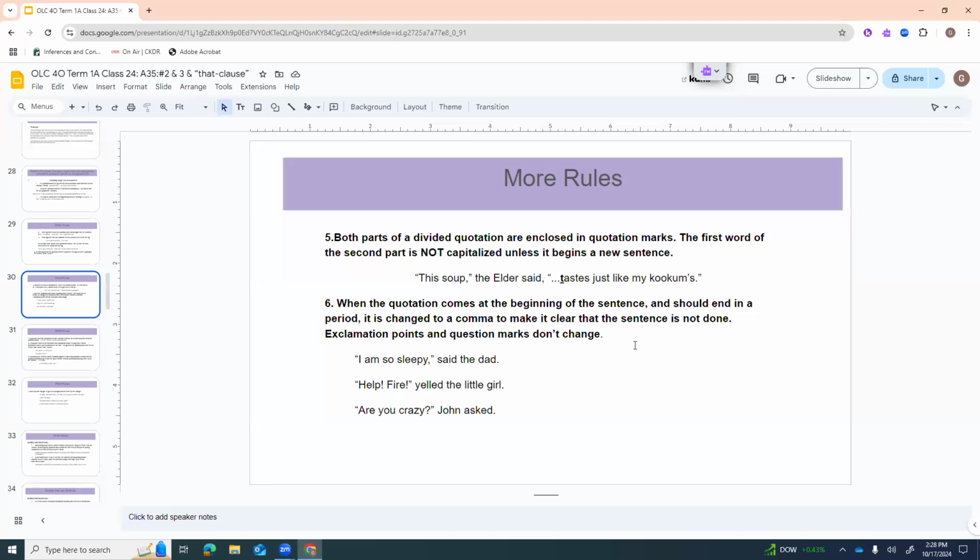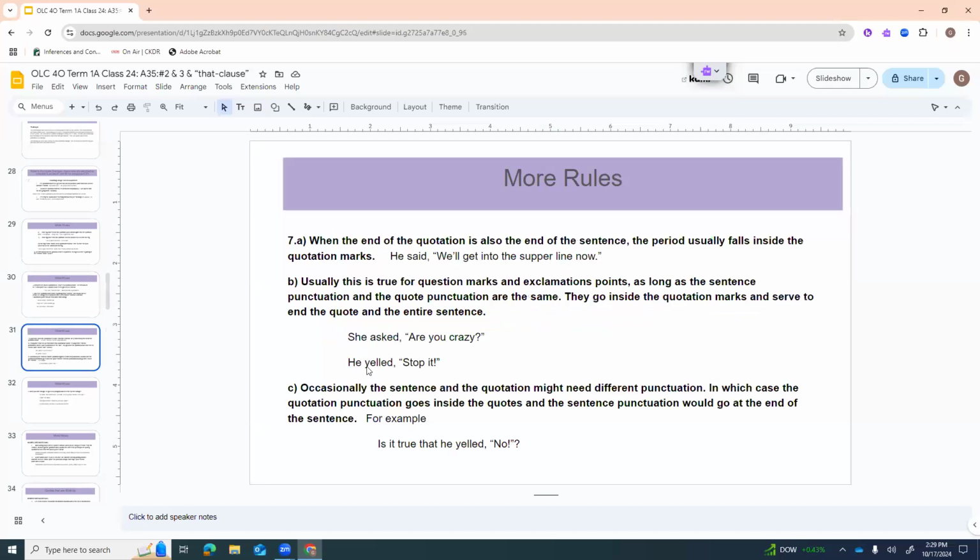Number 6, when the quotation comes at the beginning of the sentence and should end in a period, we change it to a comma to make it clear the sentence isn't done. But exclamation points and question marks don't change. So here are some examples. I am so sleepy, comma, said the dad. Help, fire, exclamation point, yelled the little girl. Are you crazy, question mark, John asked. Okay, so we only use the comma to replace the period, not for everything.